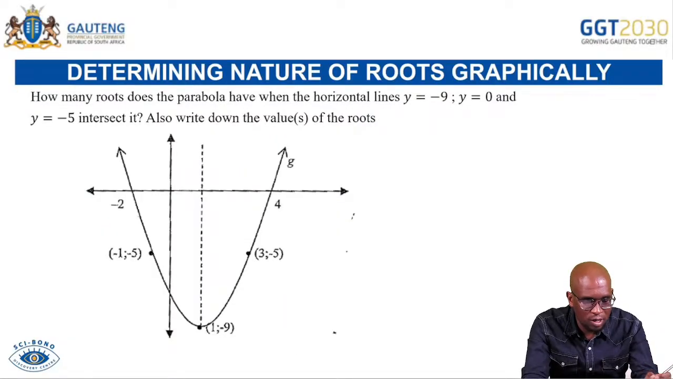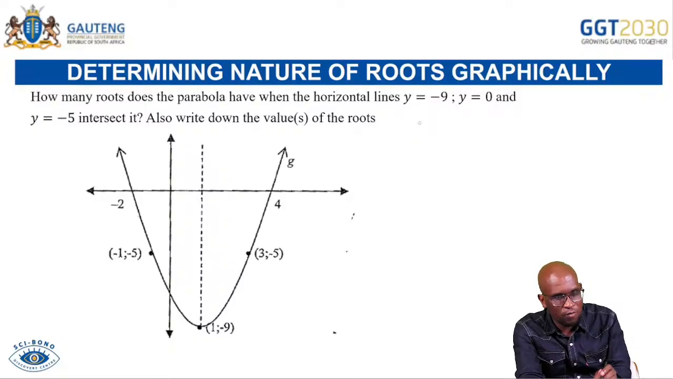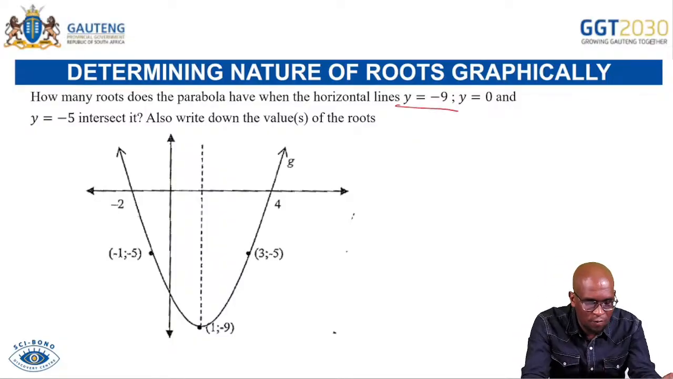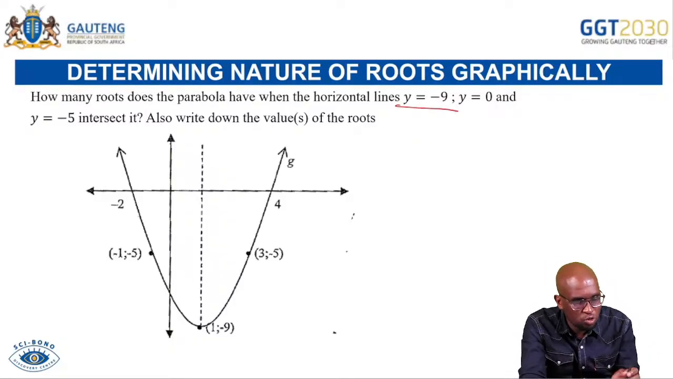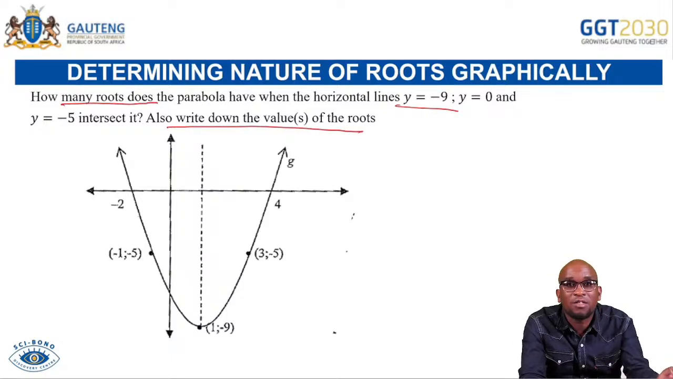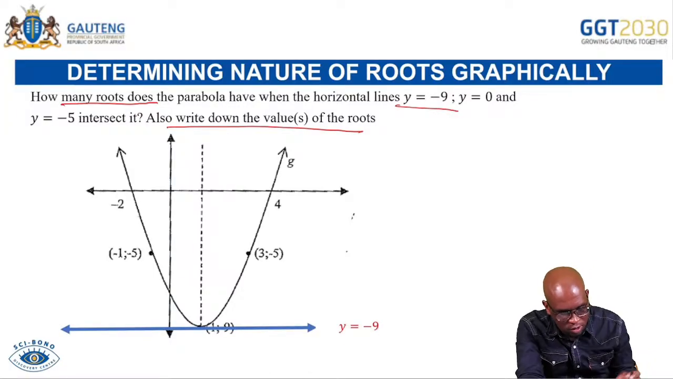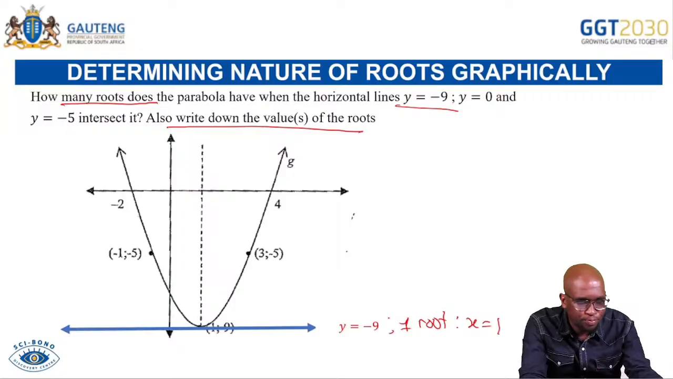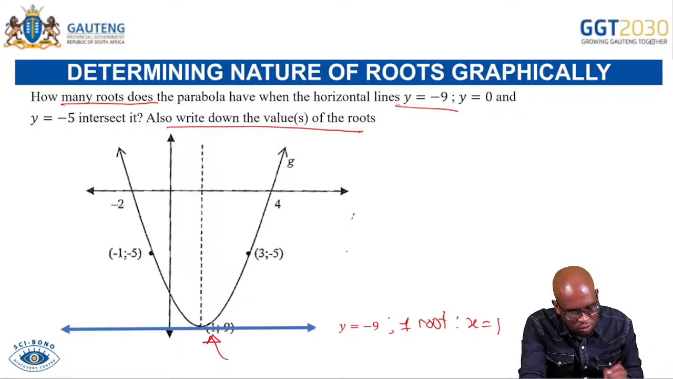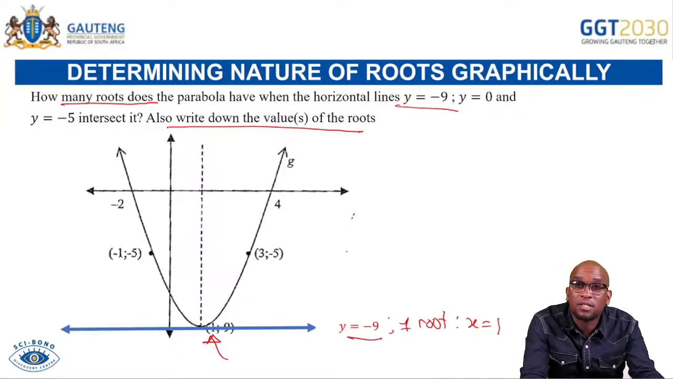Right, now let's look at the illustration here for determining the nature of roots. We are going to subject this to different lines, and then talk about how many roots it has, and also write down the value of the roots if possible. Let's check the first line. The first line is y is equal to -9. How many roots does it have? One root here. And what is that root? x is equal to 1, when y is -9.